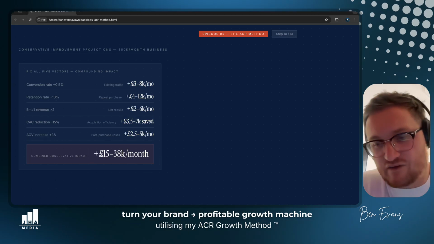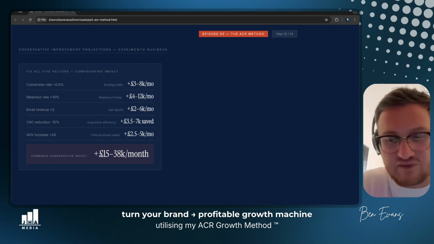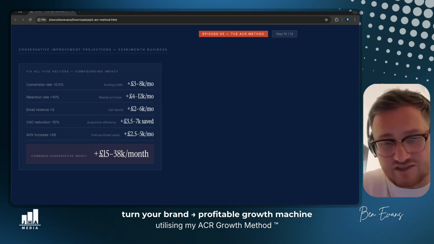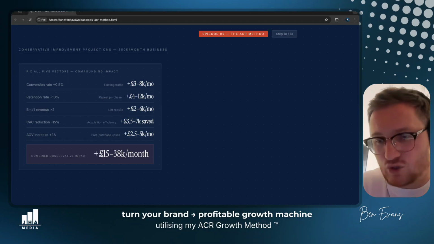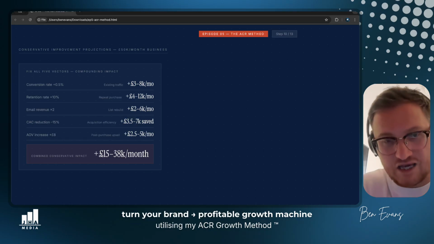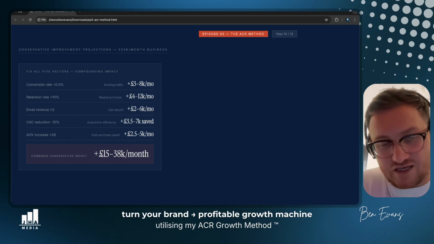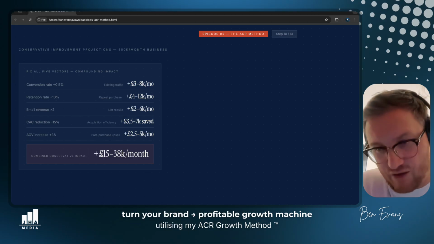So what the conservative impact looks like for a typical 50K a month business, again, without having insight of margins or detail, this is purely for demonstration purposes. That would look like an increase of between 15 to 38K a month in revenue for your business. And most of that revenue, because it's derived from email, will be profitable revenue as well.